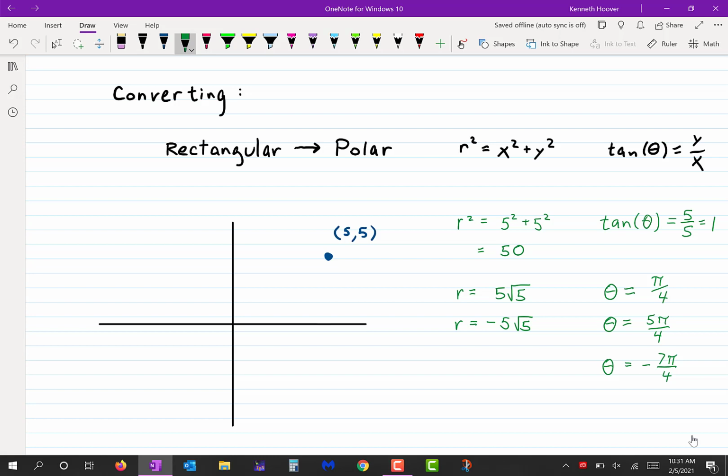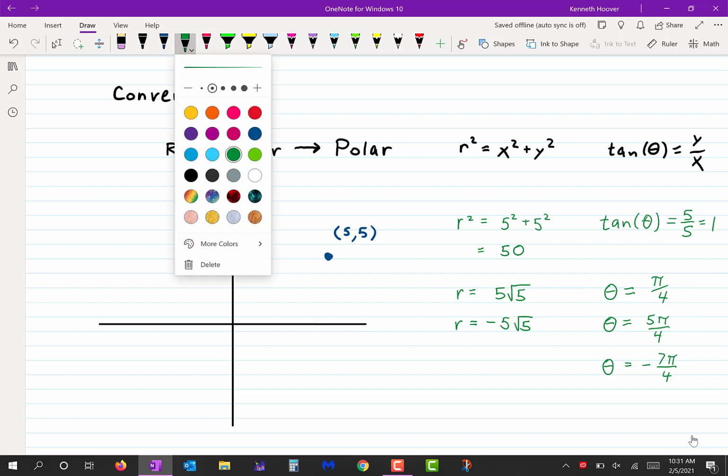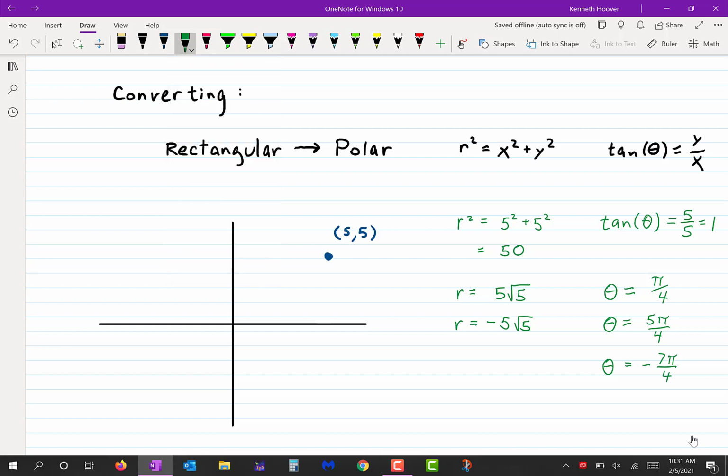For instance, it would work if I wrote 5 root 5. Whoops, I don't know why I put that comma there, sorry. If I wrote 5 root 5, comma, pi over 4, that would be correct, because you go an angle of pi over 4, and you go radially a distance forward of 5 root 5. So that would work fine.